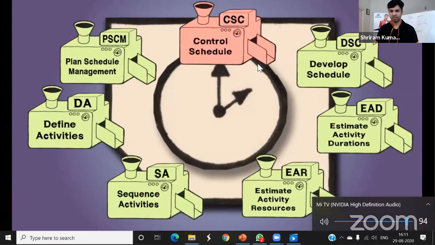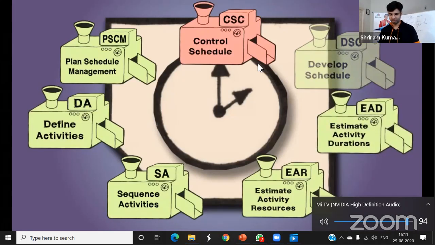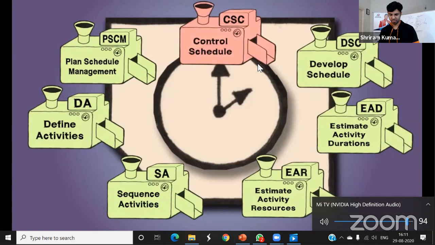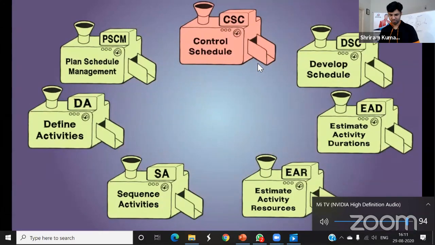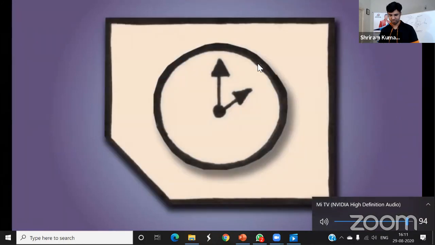Let's take a minute to take a high-level look at the time management processes. These processes are plan schedule management, define activities, sequence activities, estimate activity resources, estimate activity durations, develop schedule, and control schedule. By using the processes in the time management knowledge area, the project manager can control the amount of time that it takes to build the deliverables of a project and substantially increase the chances of the project's success. So let's not delay or procrastinate.